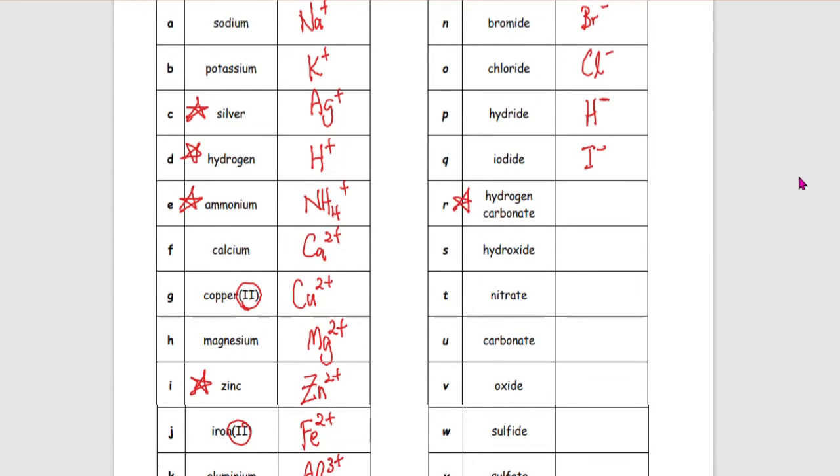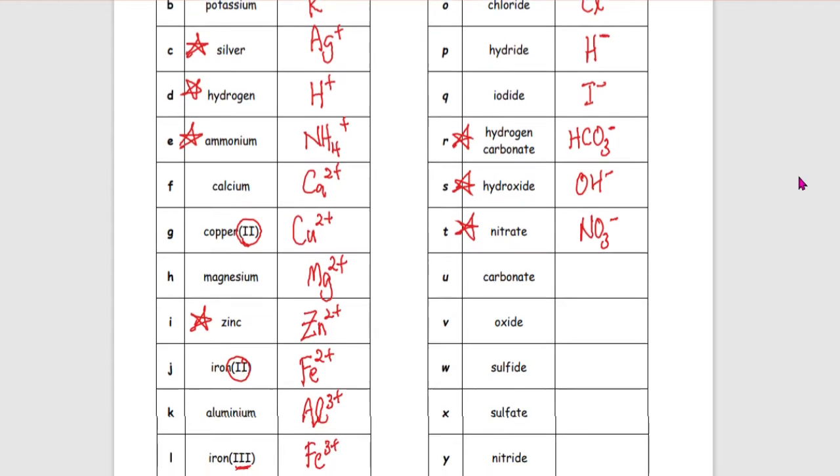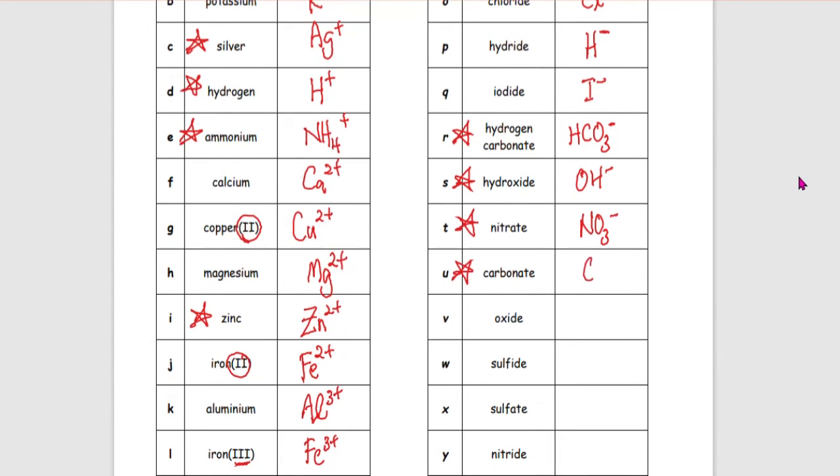Hydrogen carbonate is one of those you must memorize because it's not easy to decipher. So it's actually HCO3-. Hydroxide is another one you need to remember, so it's OH-. Nitrate is another one you need to remember because it's a complex ion, it's not easy to decipher, so it's NO3-. Carbonate, another one, CO3 2-.